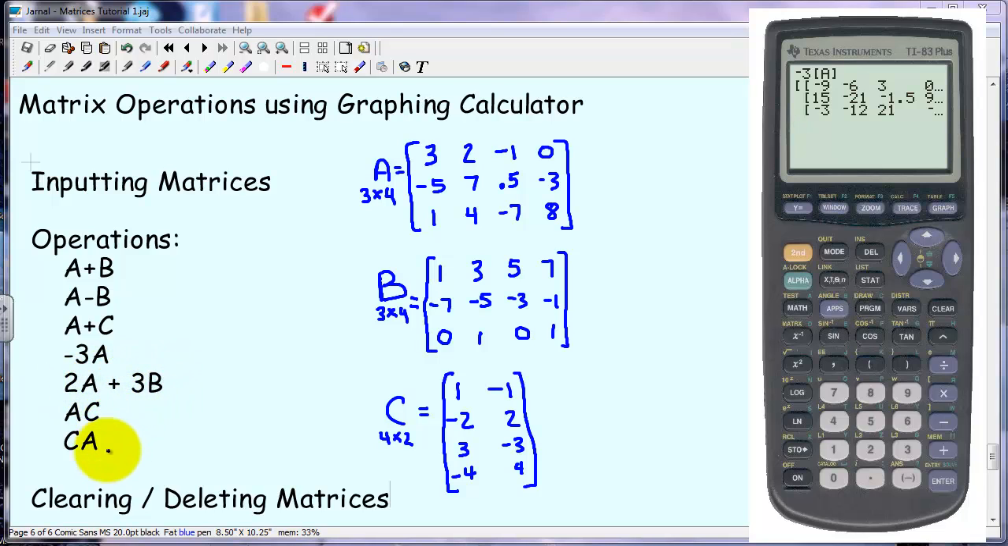So let's look at multiplication to end this up. So let's go to A times C. Now if we look at here, A times C, A is 3 by 4 and C is a 4 by 2. So those match. That's good. So we should be getting a 3 by 2 matrix as our result. So let's see if that happens.